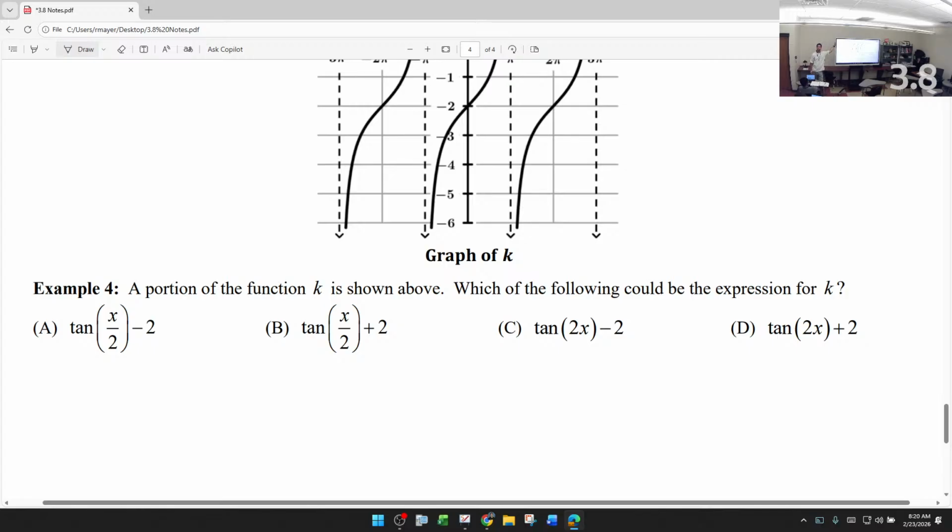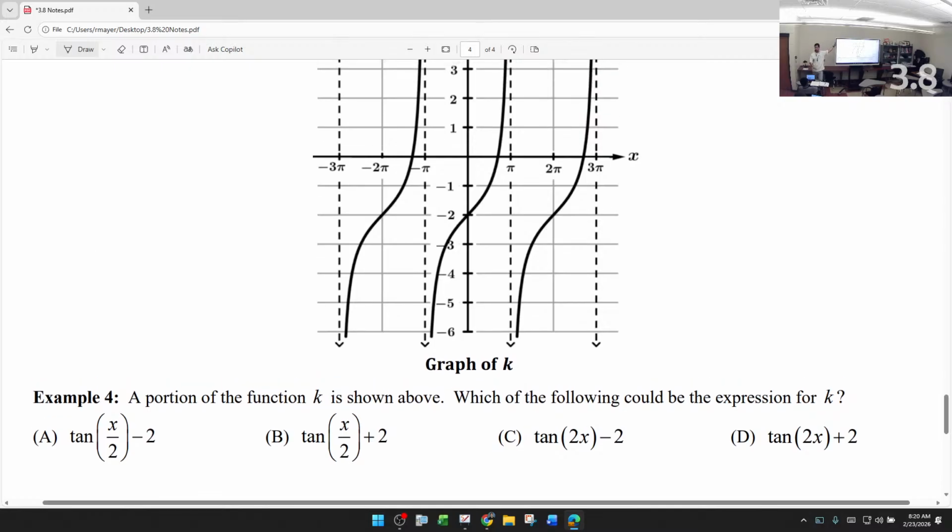Okay. Soak this up. A portion has been drawn. Y'all good enough with this just being a portion, yes? Because I can't draw the whole thing because it repeats. I've drawn 3 periods, with 1, 2, 3, 4 asymptotes and 1, 2, 3 intercepts.